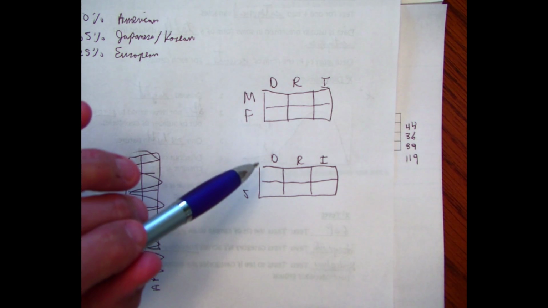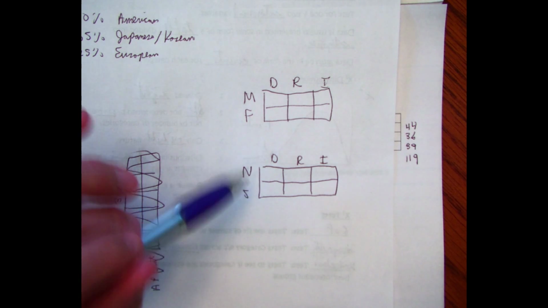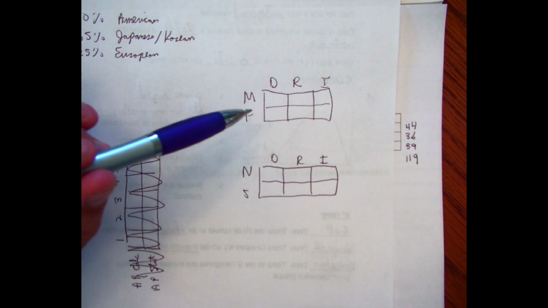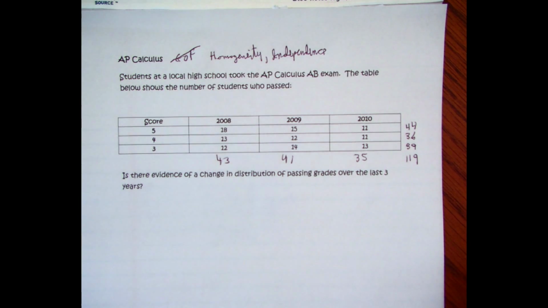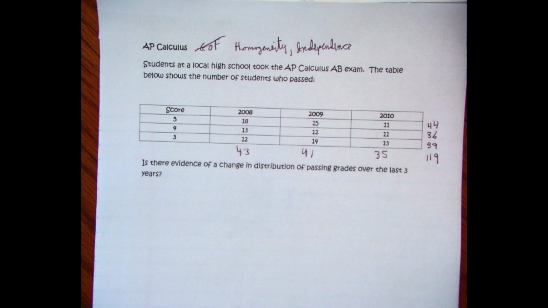However, if we look at people in Norwalk versus people in Stanford across their political affiliation, we're looking at heterogeneous groups. We're looking at two different groups of people across different categories. So in this case, we're looking at students at a local high school. So that's a homogeneous group. Okay. We're looking at students at a local high school who took the AP Calculus AB exam, and we're looking at their results. So this is going to be a homogeneity test. Okay. So we're going to go through this, and I'll show you how to knock this out.